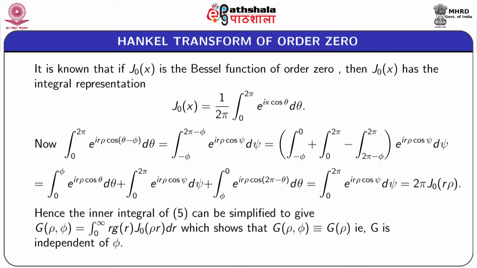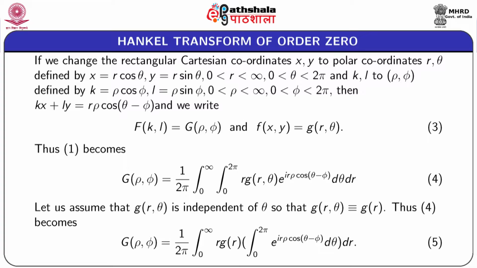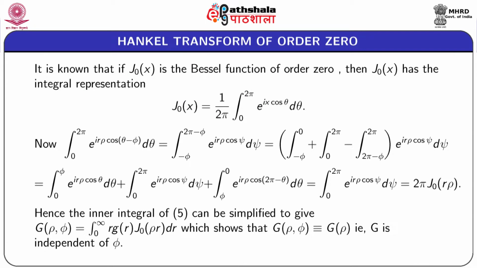So with this simplification we can simplify the inner integral in equation 5 as J0 r rho, and we get capital G rho phi equal to integral from 0 to infinity r g r J0 rho r dr. And here we can see that in the right hand side there is no phi, but in the left hand side G is a function of rho and phi.